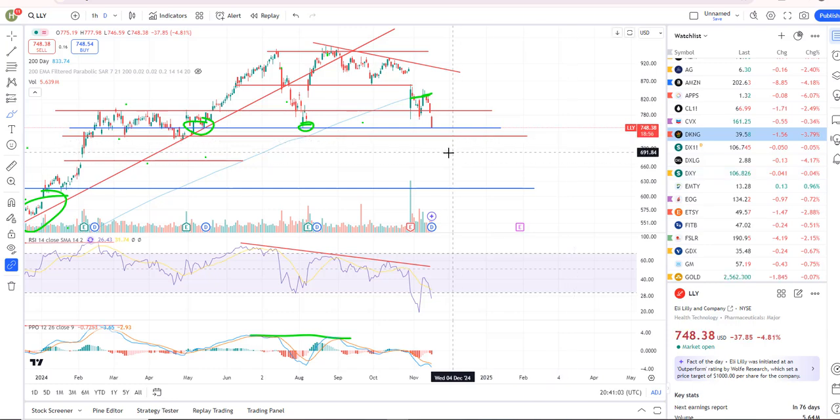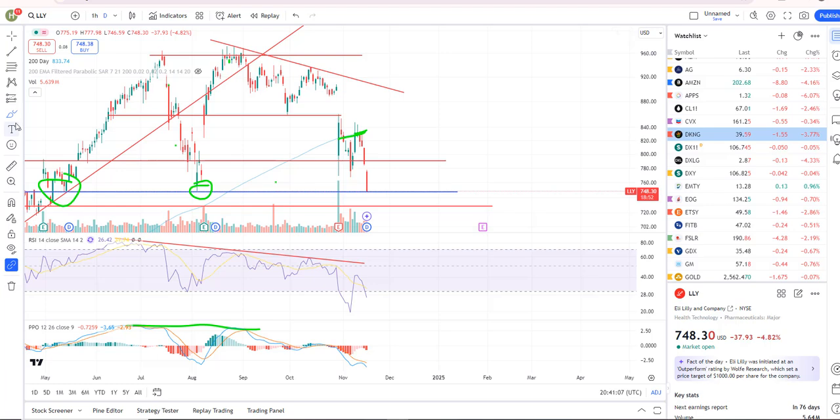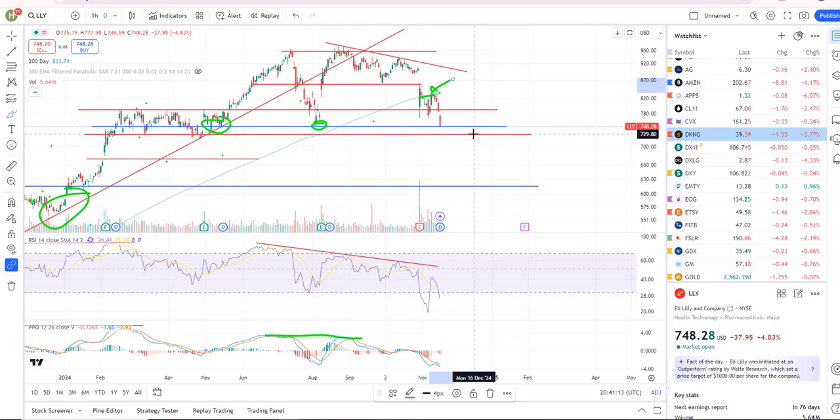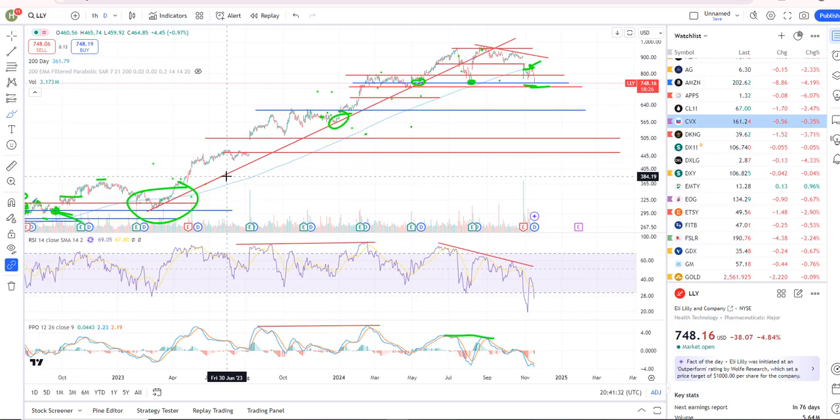Here's LLY, Eli Lilly, selling off. I did talk about how that got rejected at the 200-day just the other day, so I was expecting lower prices. And yeah, some support down here at about 730-ish. A little more downside, I think, and you probably hit some support and get a little bounce. Bigger picture, though, the uptrend's broken, so I can see a lot lower prices over time.